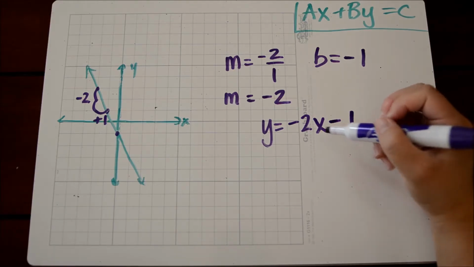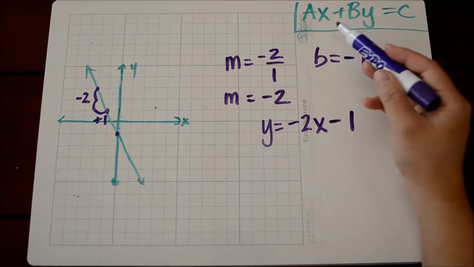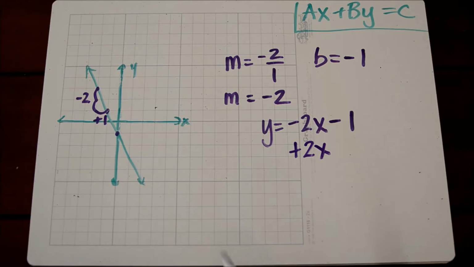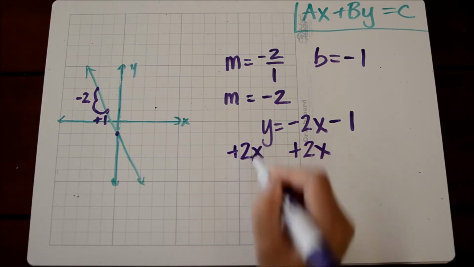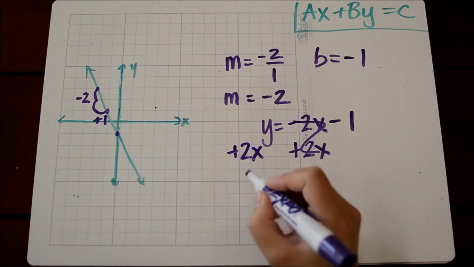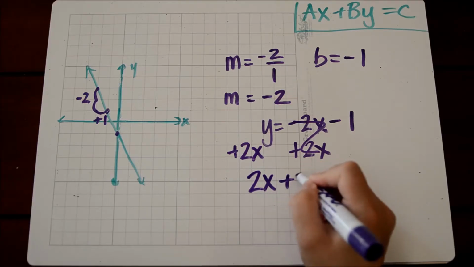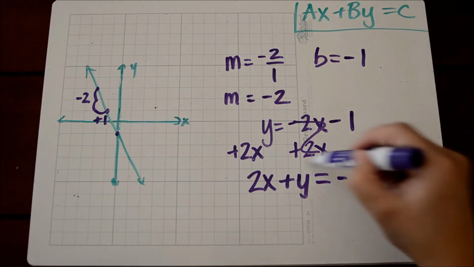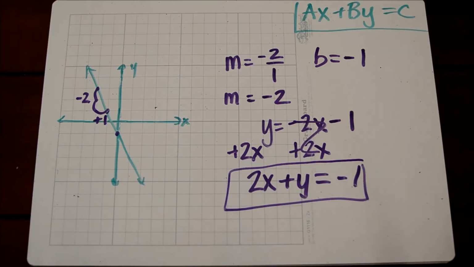Converting slope-intercept form to standard form, we have to move our x term to the left-hand side by applying inverse operations. So since it's a -2, we're going to add 2x. We get 2x plus y is equal to -1. Our equation does not have any fractions or decimals, and the a value is positive, so we're good to go. This is our equation of that graph written in standard form.